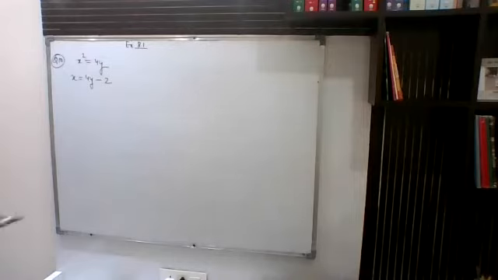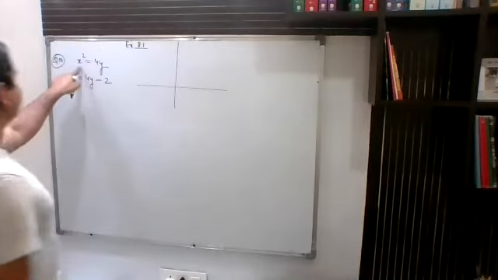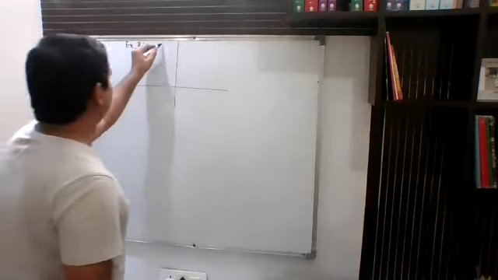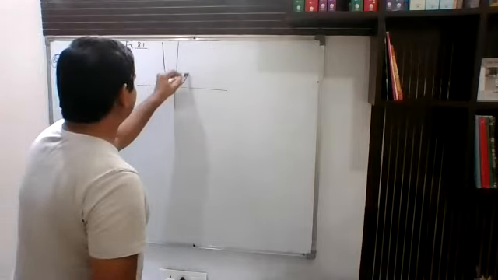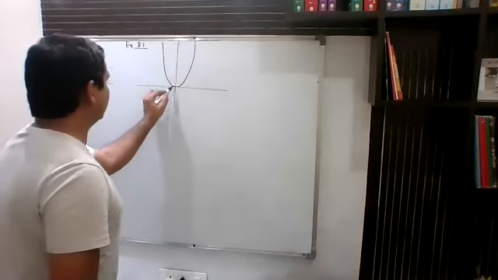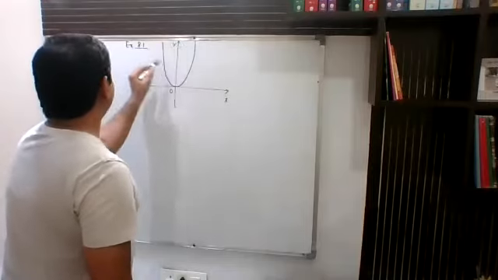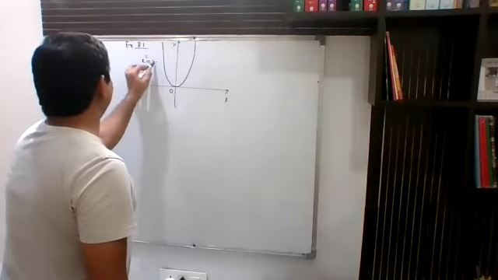So first of all, you know that we can trace this parabola. It is x square, so it will be symmetrical about the y-axis. So this will be the rough sketch for this parabola. This is the origin, this is the x-axis, this is the y-axis, and this is your curve x square is equal to 4y.